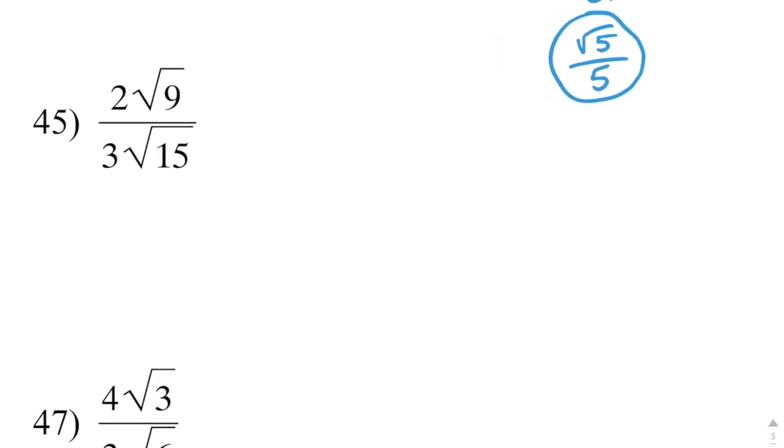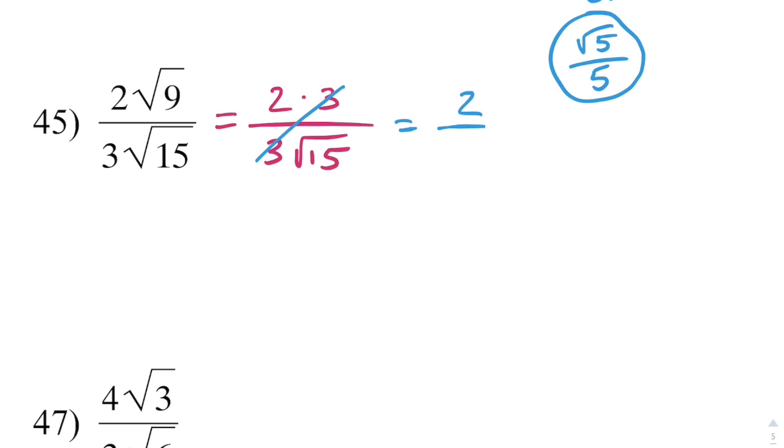Here's what I'm going to do for this one. I'm going to simplify it first. I'm going to call this 2 times 3 over 3 square roots of 15, because square root of 9 is 3. I'm going to cross these 3's out. I'm going to get 2 over the square root of 15.